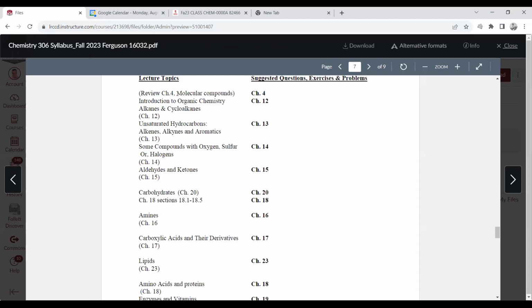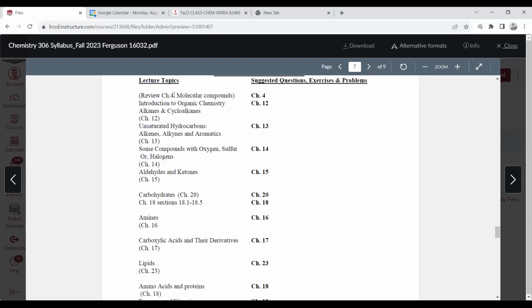Now, this all comes out of your textbook. We're going to be reviewing chapter 4, parts of it. The main thing in chapter 4 I want you to focus on are Lewis dot structures and a little bit on valence shell electron repulsion, VSEPR. Remember the tetrahedral, trigonal planar, that kind of stuff in 305. Focus on that. And then chapter 12 is where the organic chemistry starts.